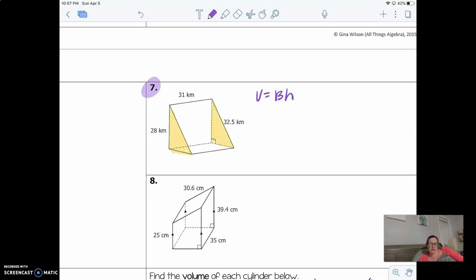Be careful here. The height is not just how tall it is. That's not right at all, okay? I know that's confusing, but it's just not. The height is the distance between the bases. So if those are my two highlighted bases, 31 is actually the distance between those bases. 28 is not the height. 31 is the height, which is weird, I know, but it is.